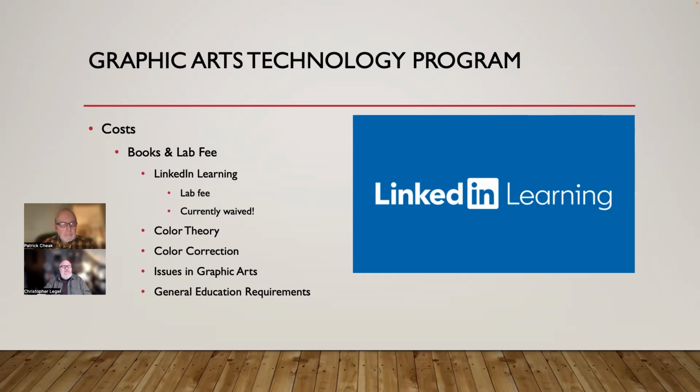There are a couple of classes that still have textbook requirements. I've got a few listed here: color theory, color correction, issues in graphic arts, and then your gen ed classes like psychology or English comp. We don't have any control of those because those are taught outside of our program. So those classes may have textbooks that you have to purchase as well. But overall, I've done the math. It's actually less expensive for students now, even with the purchase of their own computer and software, than it has been in the past when we had a full computer lab with the software and students had to buy their own textbooks. So I think this has actually been a net positive for us in a lot of different ways that I discussed before.